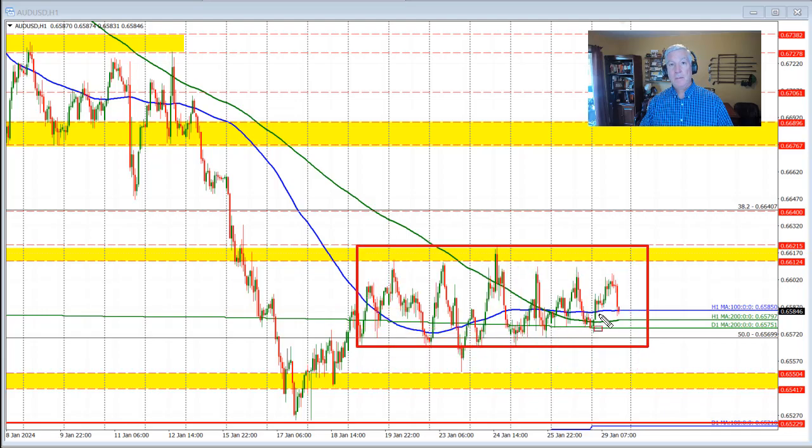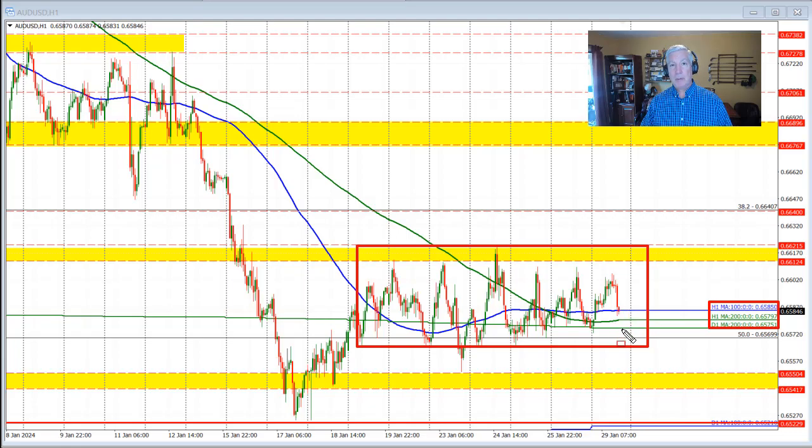right through here. The 100 and 200-hour moving averages come in at 0.6585, 0.6579. The 200-day moving average is 0.6571. So this cluster of moving averages is going to be a key barometer for both the buyers and sellers in trading today and going forward. You can see that the price fell below the 100-hour moving average, just below it right now, but it's trading above and below the 100-hour moving average.